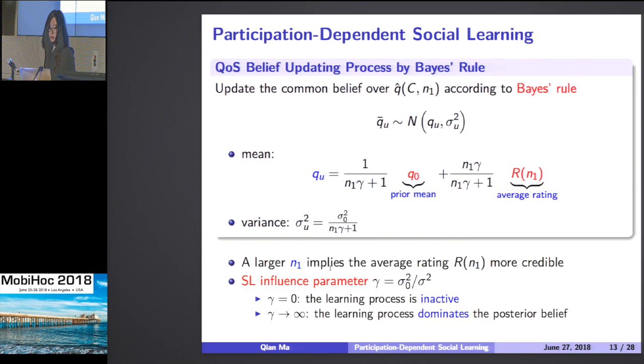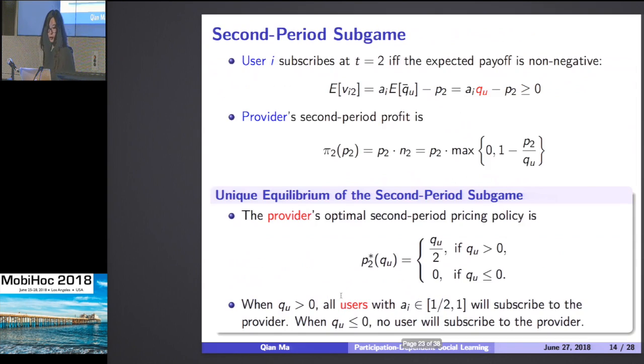This means that the learning process is inactive. And if gamma goes to infinity, QU will equal the average rating Rn1. This means that the learning process will dominate the posterior belief. So intuitively, the social learning influence parameter reflects how influential the social learning process is. So given the social learning process results, we can analyze the second period subgame.